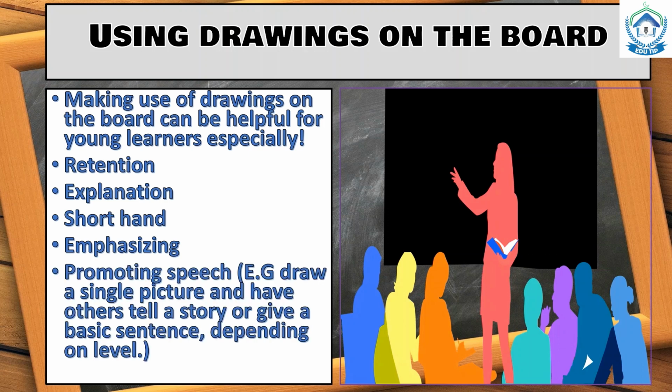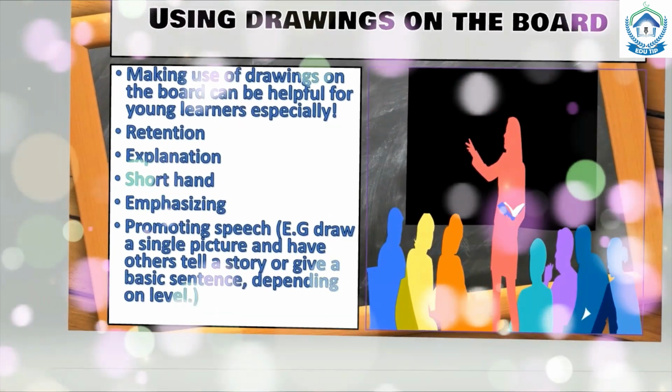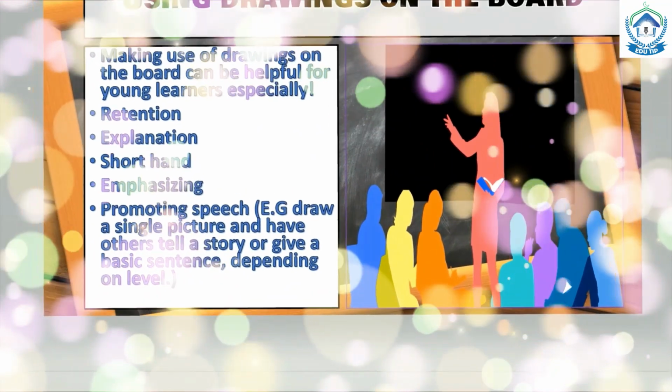Another good way to use drawings on the board is for older learners especially. You can draw a single picture or a couple of pictures and get them to try and create a story or try and create a role play based on the pictures that you have drawn. Obviously, you can do this for younger levels as well and just make it much easier. Basic sentences: there is a, it is, I like the, because, and so on.